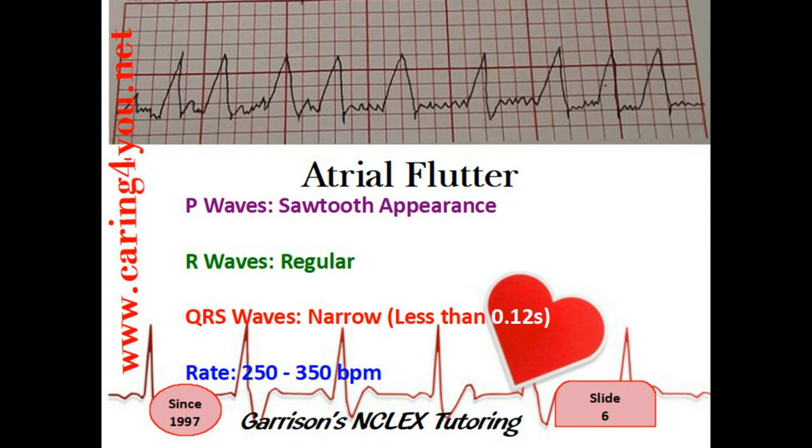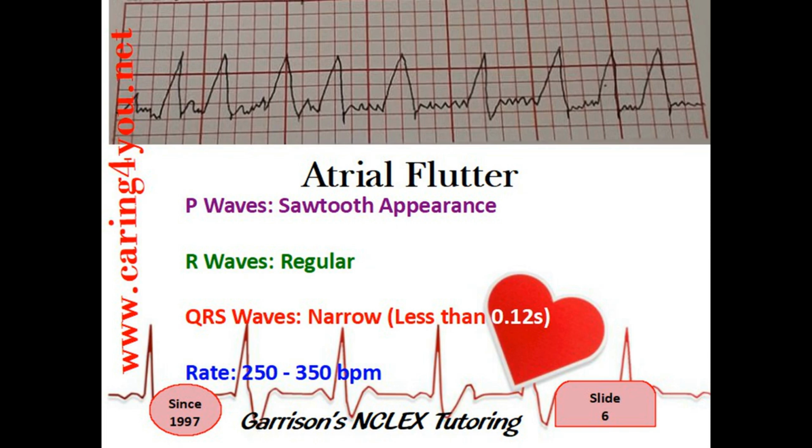Unlike atrial fibrillation, the R waves are regular. All right, the R waves are regular. The QRS waves are still narrow, less than 0.12, which by now you know is 3 small boxes. Excellent. And then the rate in atrial flutter is 250 to 350 beats per minute. And that's why your P wave looks like a sawtooth, because it's going so fast. The P wave just sits there and flutters. It can't get its beat, right? It just sits there and flutters.